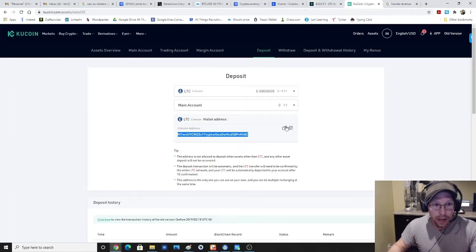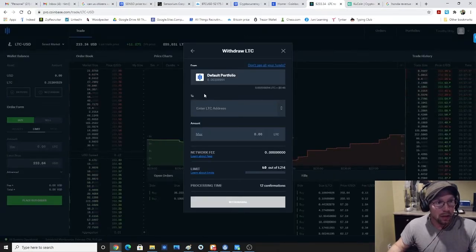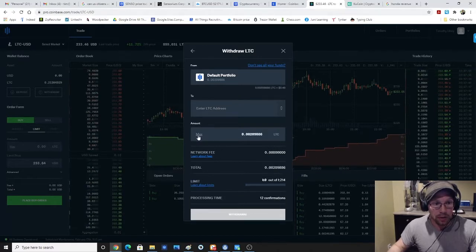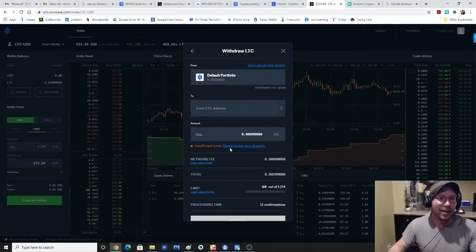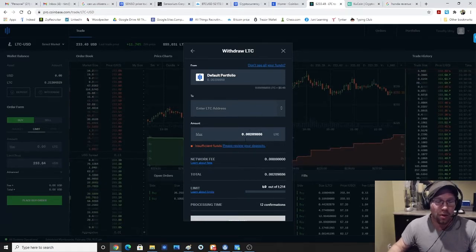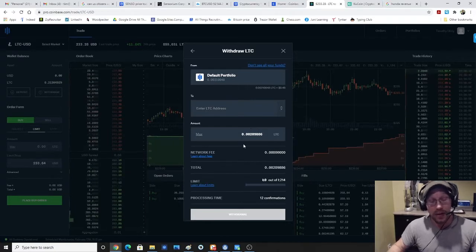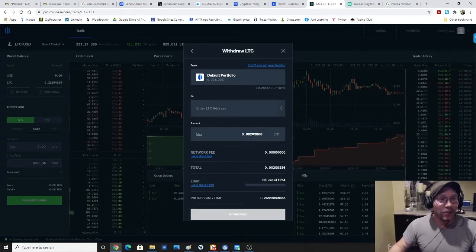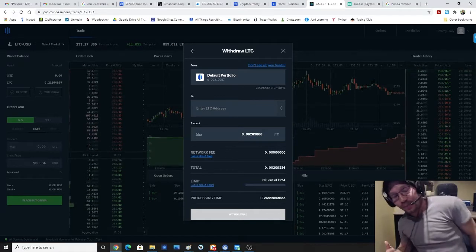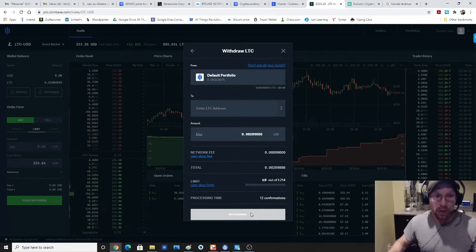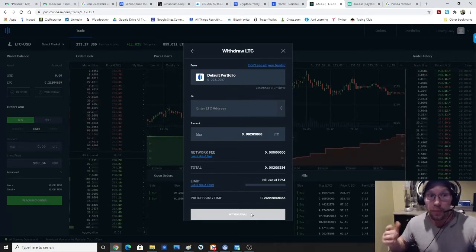So I copy that, and then I paste it there. Then you pick how much you want to send. Well, let me see if it lets me send that small an amount. No, okay, I knew it. You can't send such small amounts because there's a fee, and I don't even have enough to cover the fee. Assuming you can send more than 2,000ths of a Litecoin and everything looks good, you just hit withdraw, and it will send.